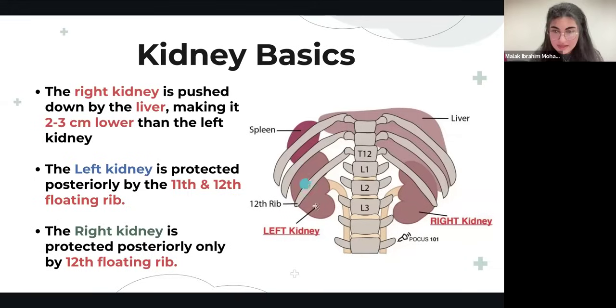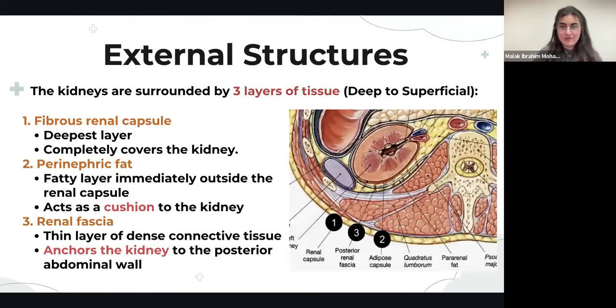As you can see here, your left kidney is protected from behind, posteriorly, by the 12th rib and the 11th rib. Now, the right kidney, as we said, because it's lower, it's pushed by the liver. It's only protected by the 12th rib posteriorly. Now, I color-coded the left kidney with blue and the right kidney with green. You guys will know later why, but just keep that in mind.